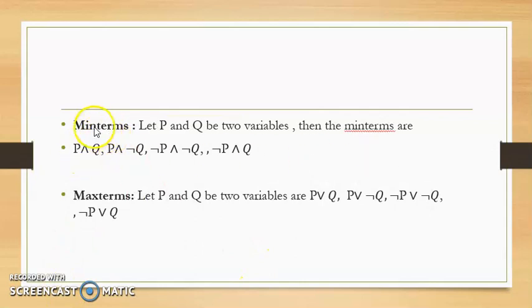Next we will see what are min terms. So P and Q be two variables. Min terms are P and Q, P and not Q. So these terms are min terms. Max terms means, if P and Q are two variables, the maximum terms are P or Q, where the two variables are linked with or. P or Q, P or not Q, not P or not Q. Like that we can give any number of examples for max terms and min terms.